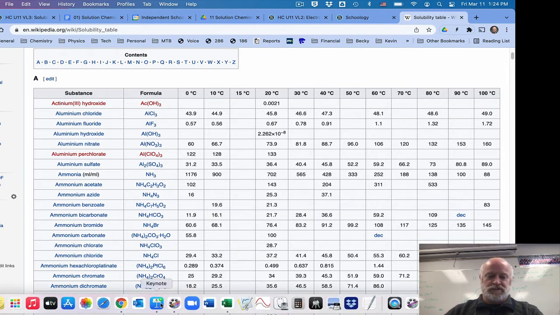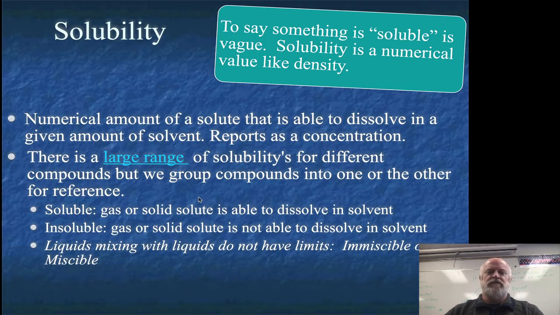Now, if we go back into our slideshow, we want to talk about this term soluble versus insoluble, okay? When we do that, we're talking about gas or solid solutes in these scenarios. We're not really talking about liquids. Liquids are a little different because with liquids, you have a liquid blending with another liquid, and there really isn't a limit to how much that can happen. It's just more of a ratio or percentage, okay?